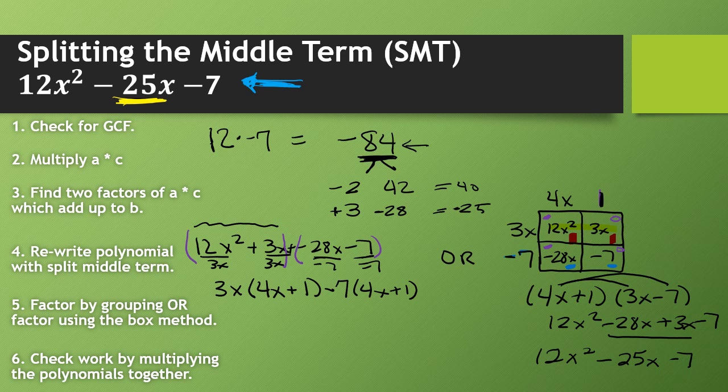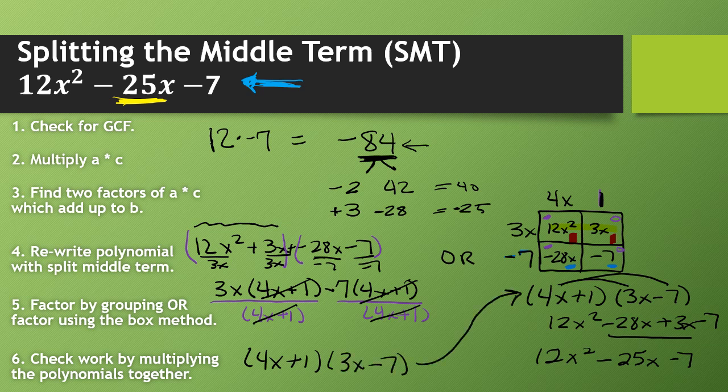Remember, at this point, underline term 1, underline term 2, and decide what they have in common. They each have a 4x plus 1 in common. So that tells me that I am able to factor out a 4x plus 1. And if I factor these 4x plus 1s out, they reduce to 1, and that leaves me with 3x minus 7, which ultimately is what I got when I factored using the box.